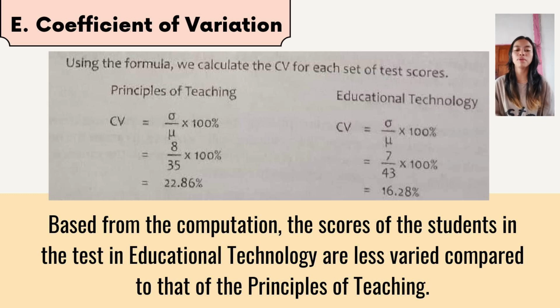That would be all in the section 10.3, measures of variability. That's all.